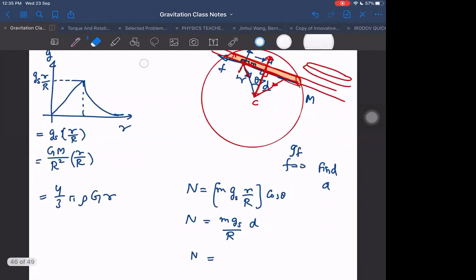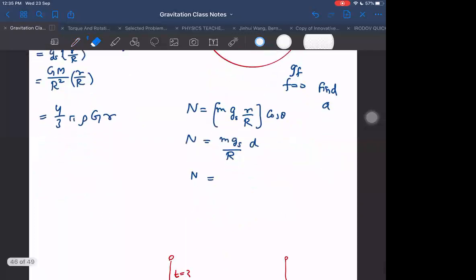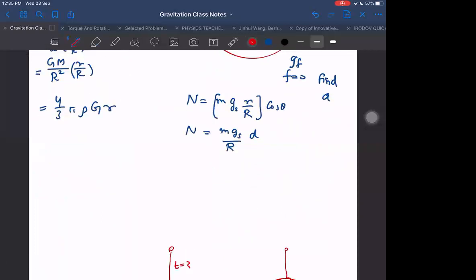So once you know this thing, that really offers us a lot of opportunities to find out many things. For example, I can find out this thing also. What is the force acting between this shaded portion and the unshaded portion? How to find it out?